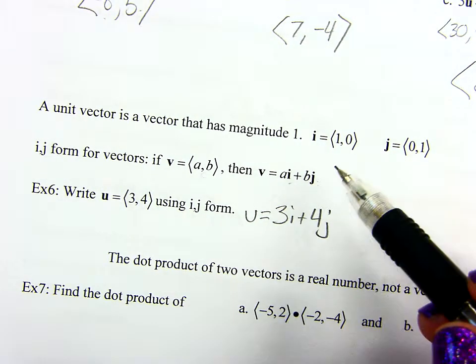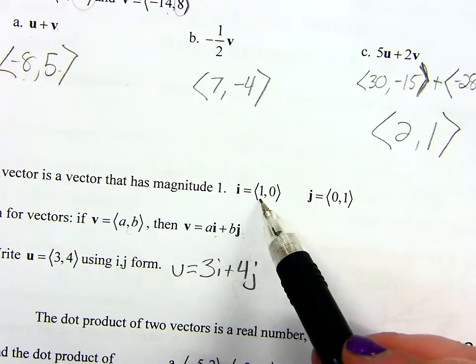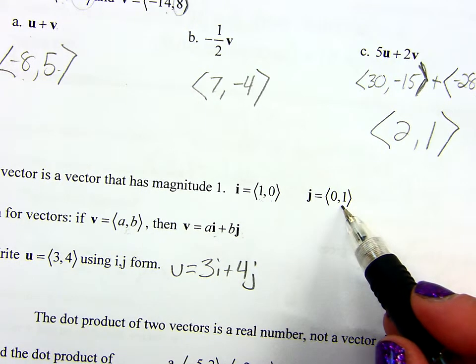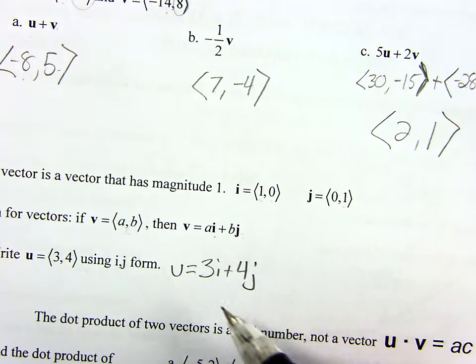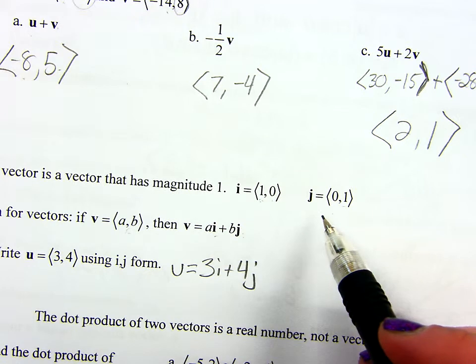They're unit vectors. So if you look up here, i is just a vector that has a length of 1 unit in the horizontal direction. Okay. j has 1 unit in the vertical direction. So when I'm writing it in ij form, I'm taking these vectors and I'm usually multiplying by some scalar quantity.